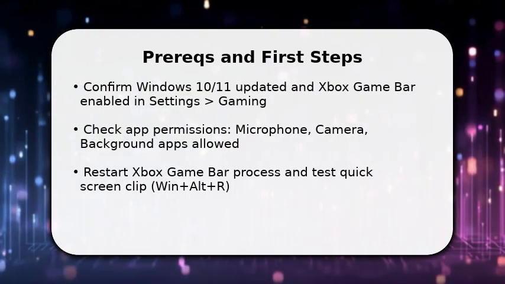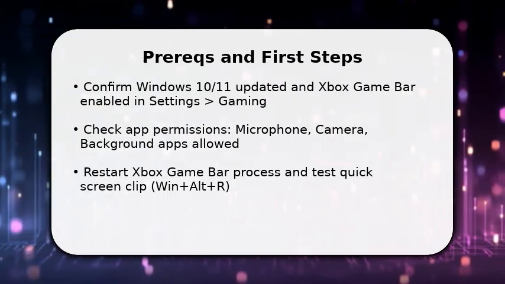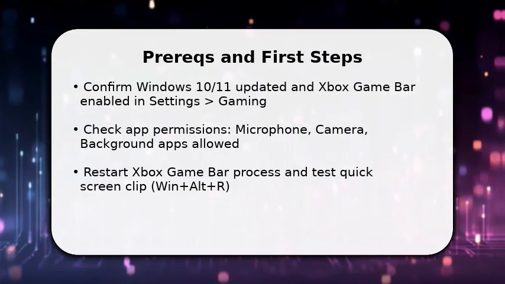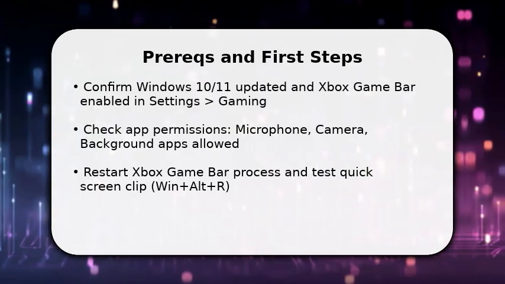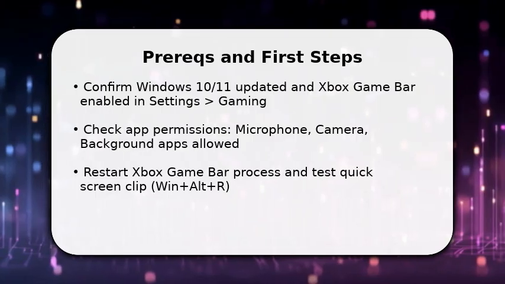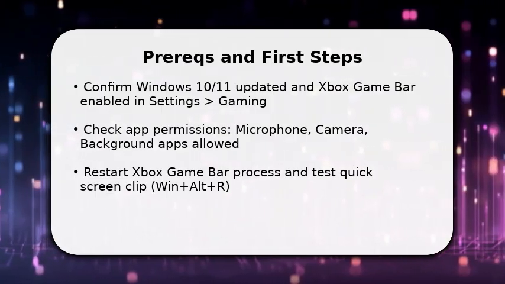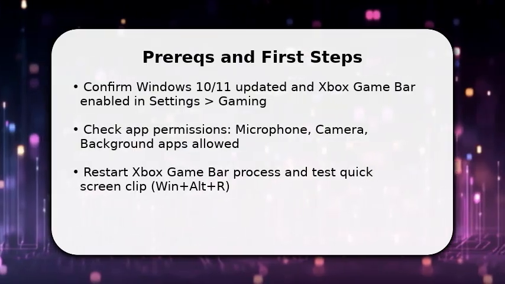You start by confirming prerequisites. Make sure Windows and Xbox Game Bar are up to date and the app is enabled. Next, check permissions so recording can access microphone and capture in the background. Restart the Xbox Game Bar process via Task Manager to clear transient faults. Once done, try a quick screen clip with Win plus Alt plus R to see if the recorder launches.